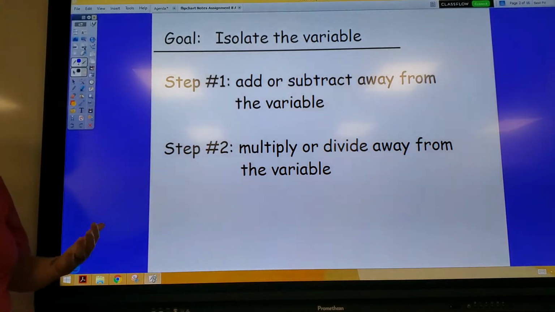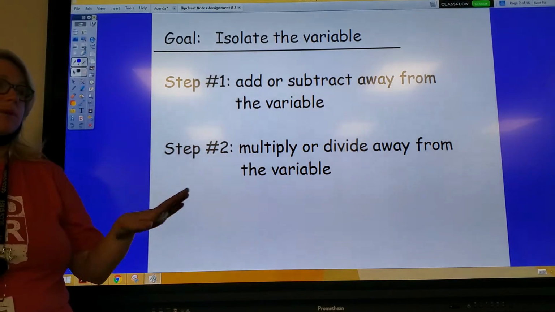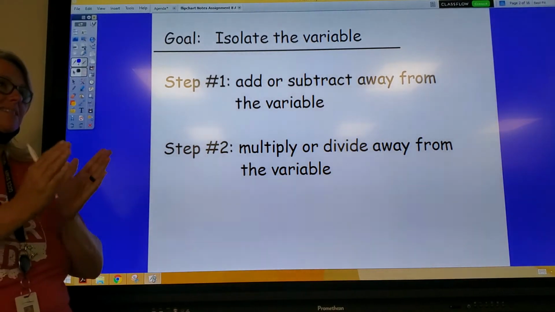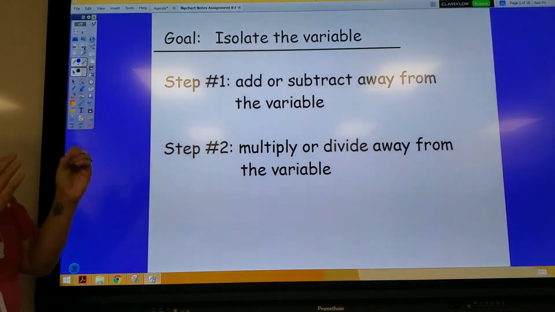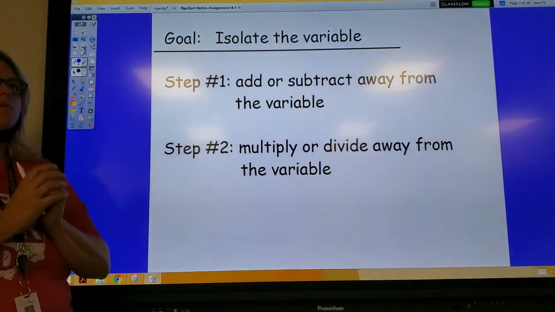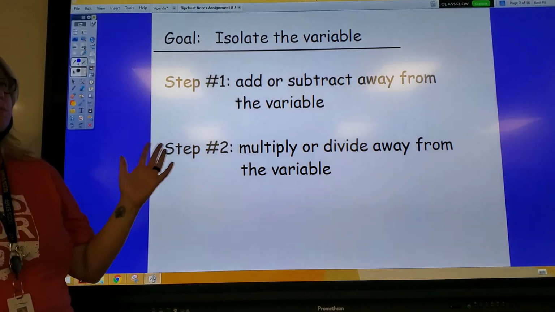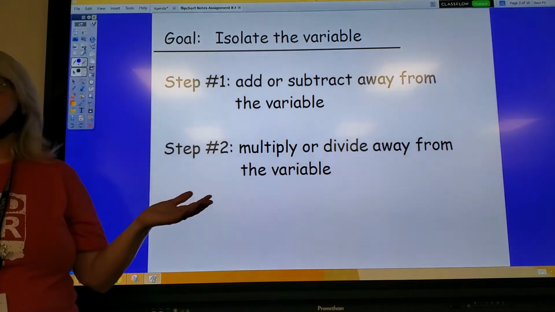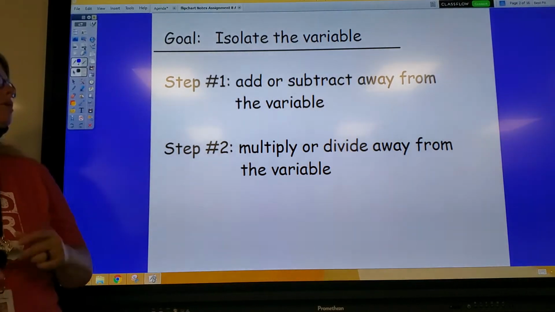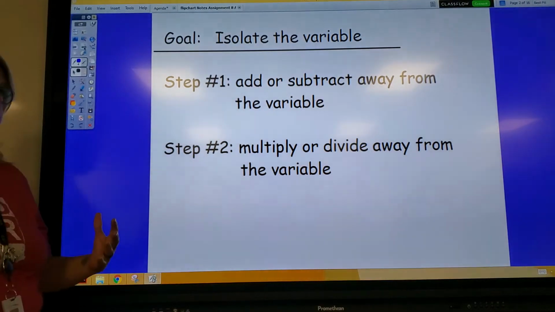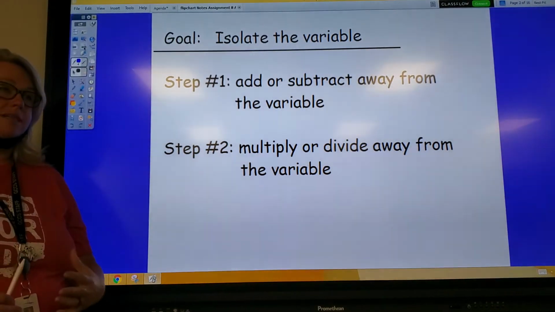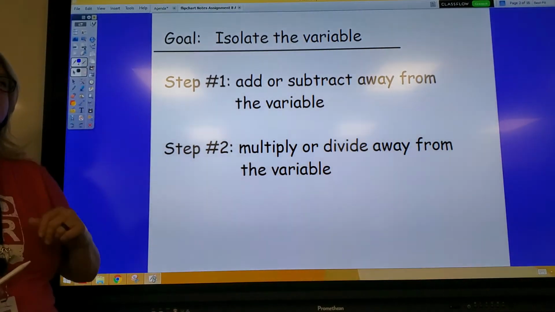So if we're isolating the variable, we want to get that variable separated from everything else, by itself on one side of the equation. And we typically see the variable on the left side of the equation, but we need to understand that it can be on the right-hand side of the equation, and that's fine. All right? So to be able to get the variable by itself, today it's only going to take 2 steps.